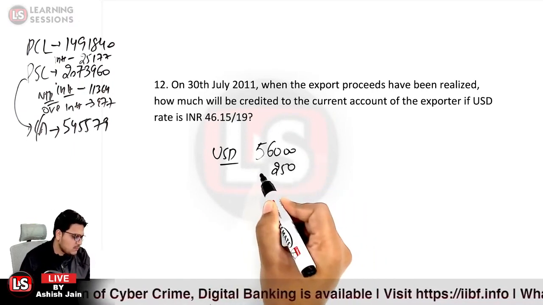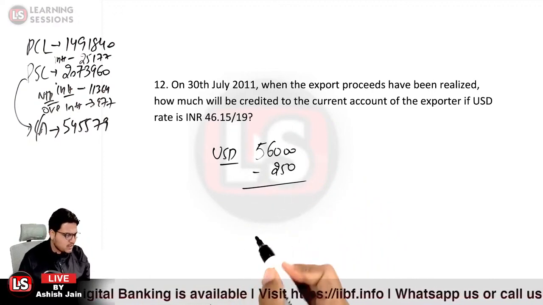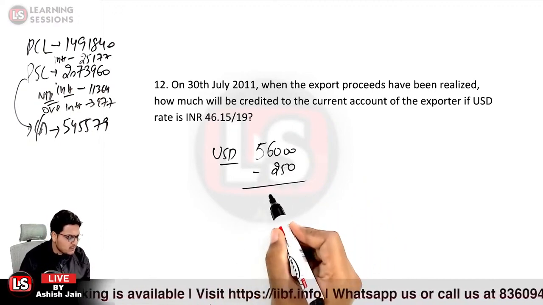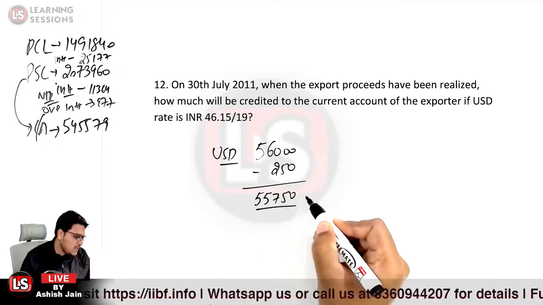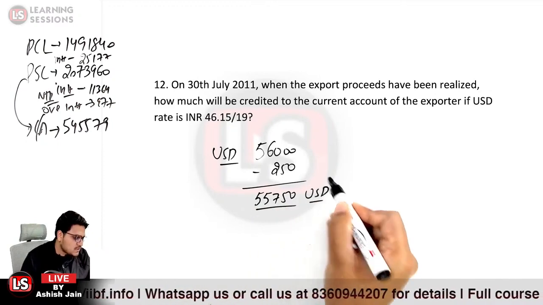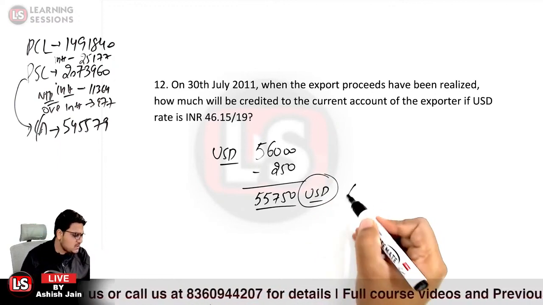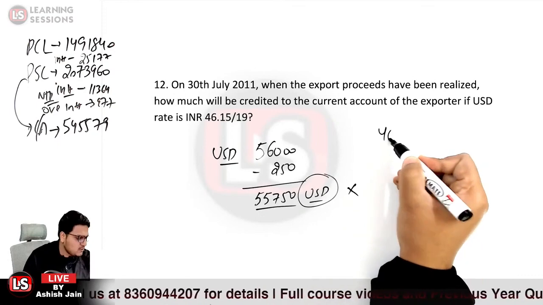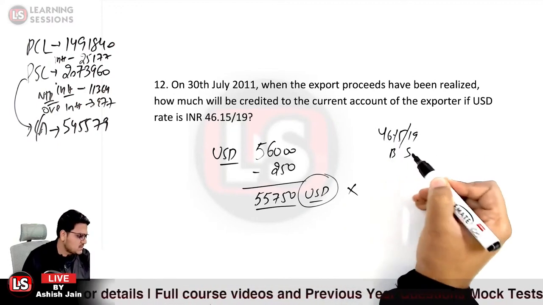250 USDs were the foreign bank charges. These are to be deducted. So what amount are we left with? It is 55,750 USDs. Now we will be converting these USDs into INR. At what rate? The rate is given as 46.15/19. So this is the buy rate and this is the selling rate.